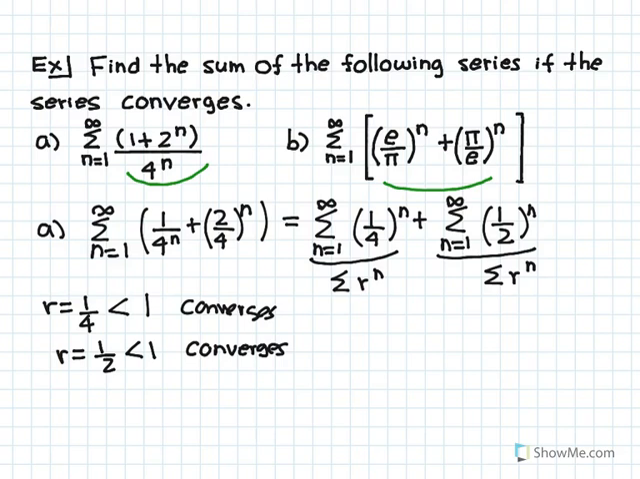Both of these series converge, and we can apply the sum formula s equals a divided by 1 minus r, because in both cases the magnitude of the common ratio is less than 1. We have r equals 1 quarter, that's less than 1, and r equals 1/2, that's less than 1. So basically we apply this formula and add up the two sums.